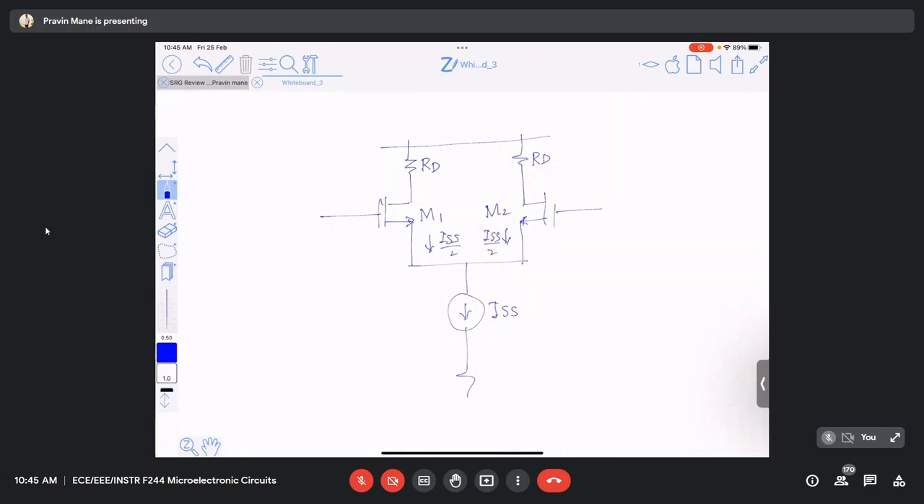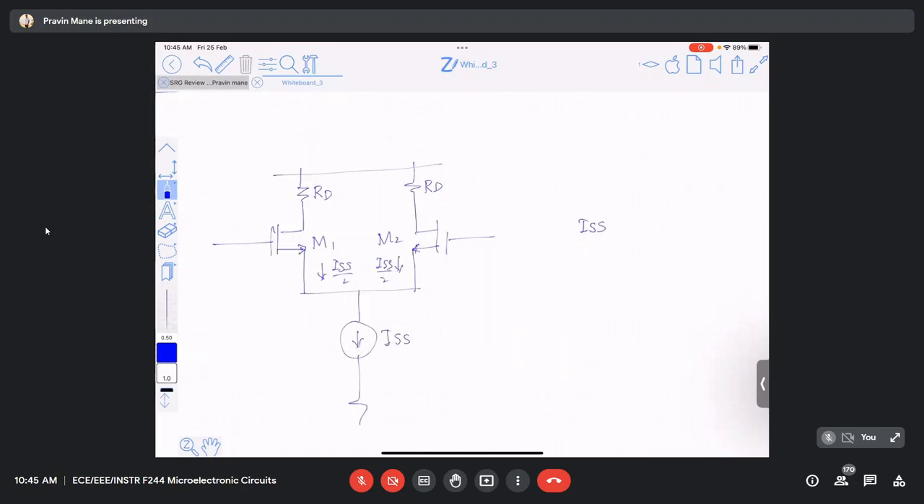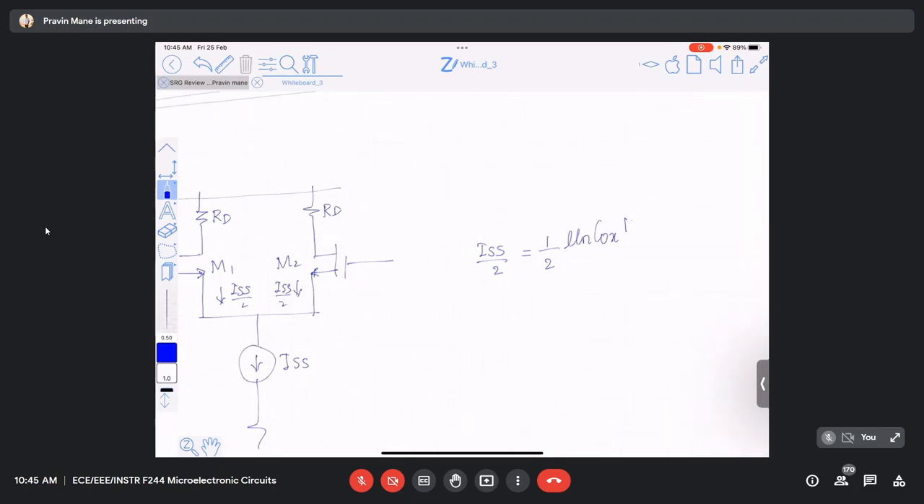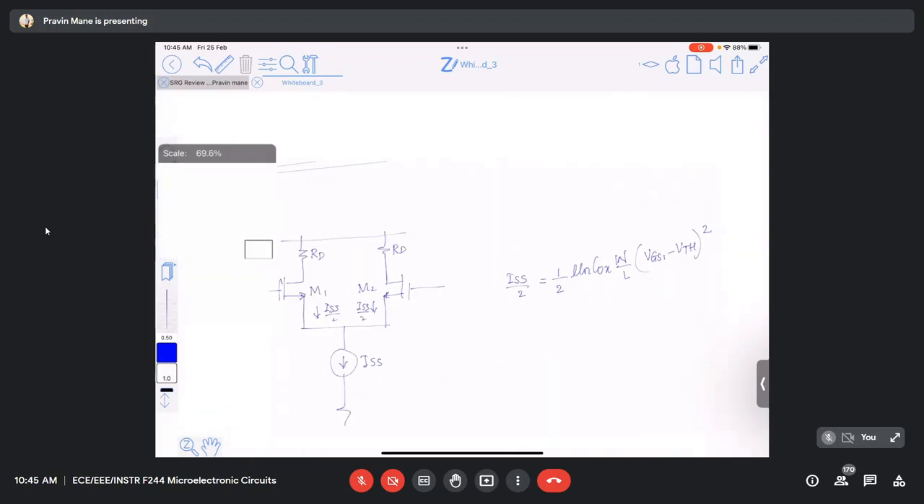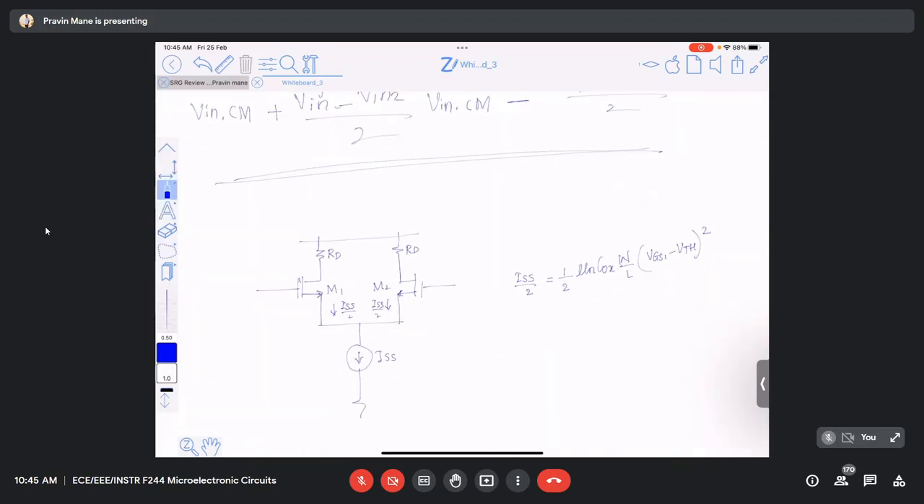Can you write the equation in terms of ISS by 2? How can the current ISS by 2 be written? ISS by 2 will be equal to half mu n COX W by L (VGS1 minus VTH) whole square. Agree? Yes. For M1. The same equation will be there for M2.